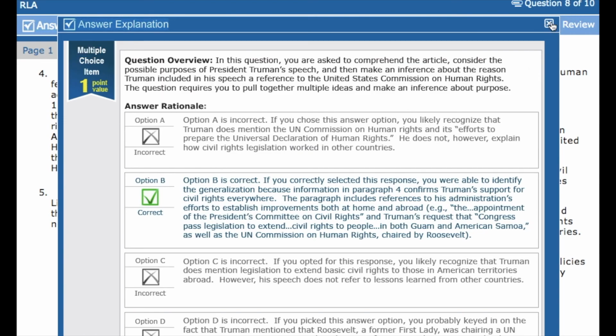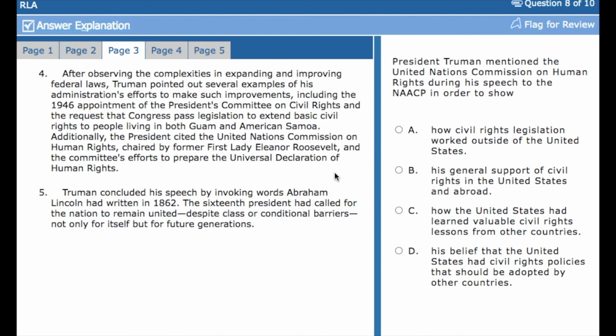What I want you to take away, and we're going to look at a second question here, is how easily I was able to pinpoint this question. Looking at the question, it said United States Commission on Human Rights, and I figured I'm going to have to look for these words in the passage. I found right here where it talks about the United Nations Committee on Human Rights. So I figured this paragraph is where the answer is. Then I read the paragraph, and I stopped. I thought, how could I put this in my own words?